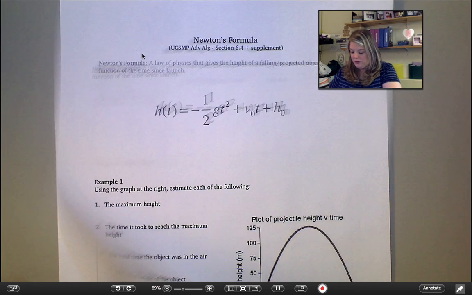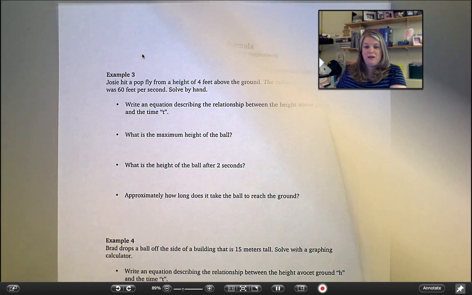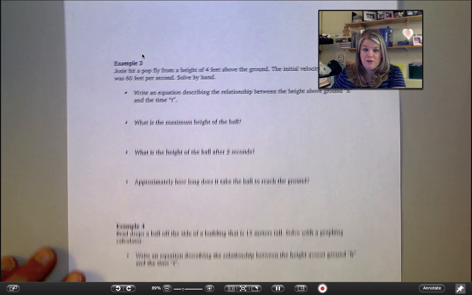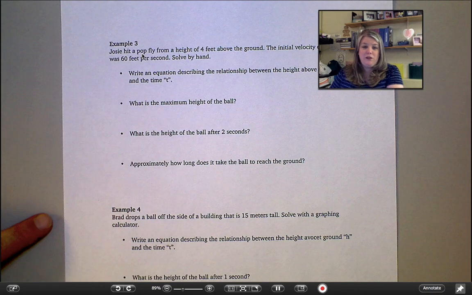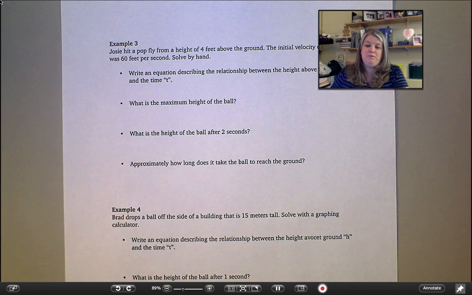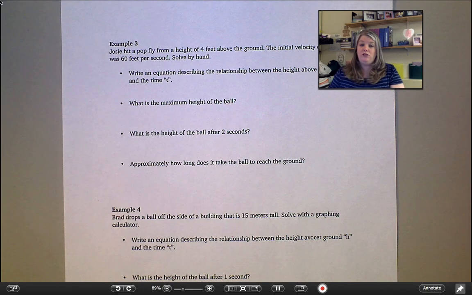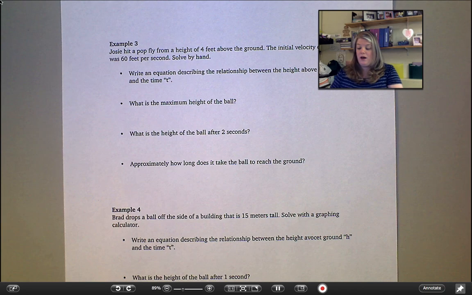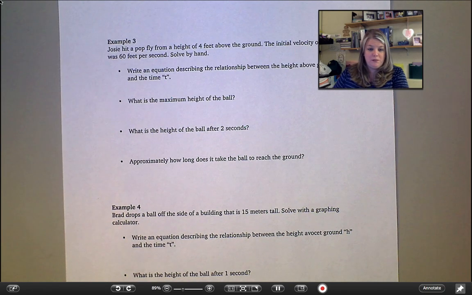And then you should also have this page that has some examples on it. I'm going to do these examples in a separate video because they are very dependent on your graphing calculator. So just as a heads up, when you go to watch that video, make sure you have a calculator in front of you, and make sure you're doing the steps right along with me. Because just watching me do it isn't going to make you be able to do it later on. So that'll be a separate video, examples 3 and 4.